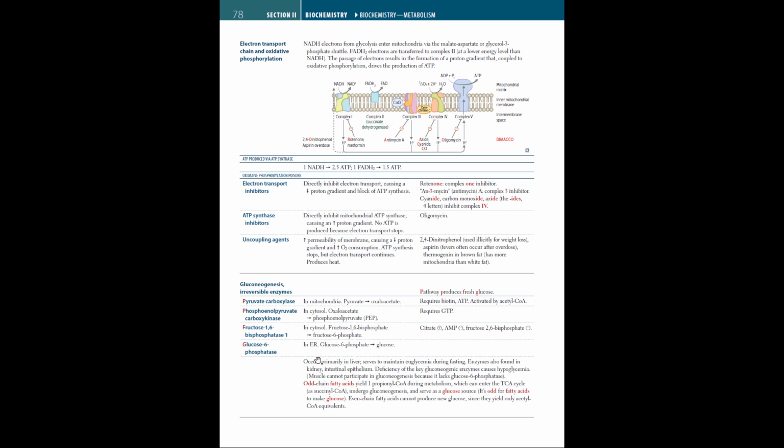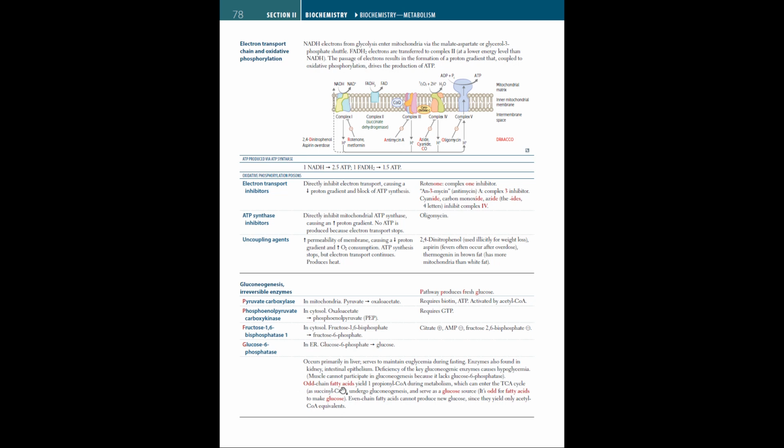Now, gluconeogenesis primarily occurs in the liver, and this serves to maintain glycemia during fasting, meaning steady levels of glucose. The enzymes are also found in the kidney and intestinal epithelium. Deficiency of the key gluconeogenic enzymes causes hypoglycemia, and muscle cannot participate in gluconeogenesis because it lacks glucose 6-phosphatase.